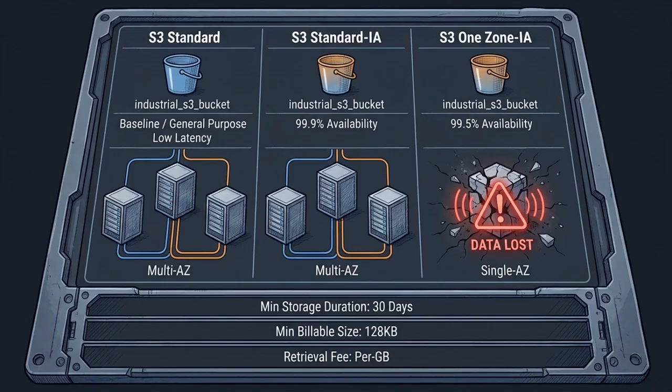By storing data strictly within a single AZ, you introduce physical risk. If that localized facility is physically destroyed, the data residing on that node is lost permanently. It is intended strictly for recreatable files. Both infrequent access tiers carry hidden financial constraints: a minimum storage duration charge of 30 days and a minimum billable object size of 128 kilobytes.